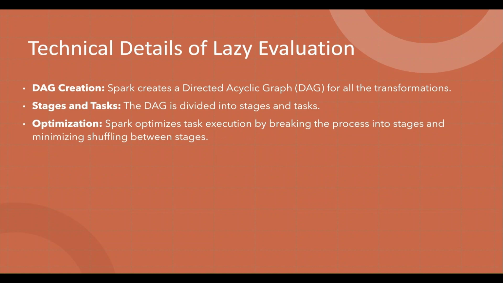Shuffling. If one stage depends on the output of another, for example when you group the data, Spark will perform a shuffle. A shuffle involves moving data between nodes. This is an expensive operation, and lazy evaluation helps reduce unnecessary shuffling. It will not allow unnecessary shuffles to happen.